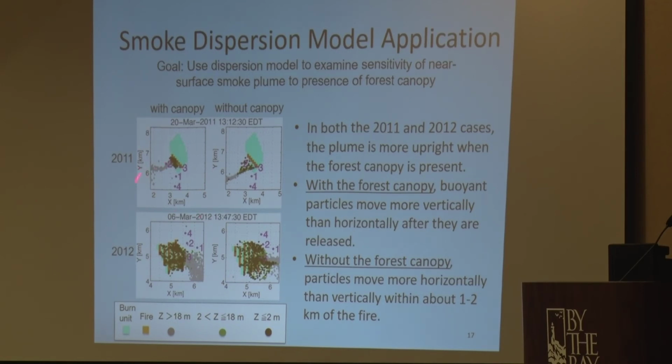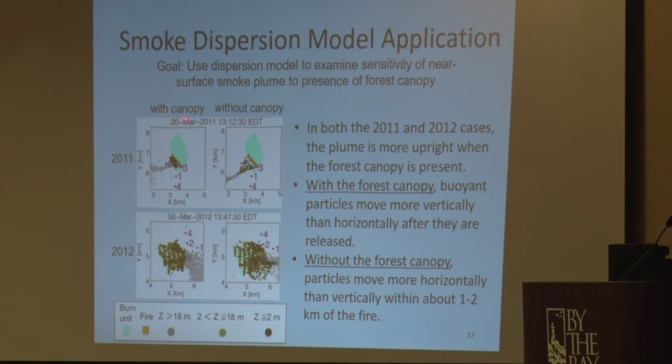And these are all the particles within a few kilometers of the burn unit, and they're color-coded by their height above the ground. Anything gray is above the canopy. Anything green is below the top of the canopy, and anything black is right in the lowest 2 meters of the surface, so basically right near the ground.